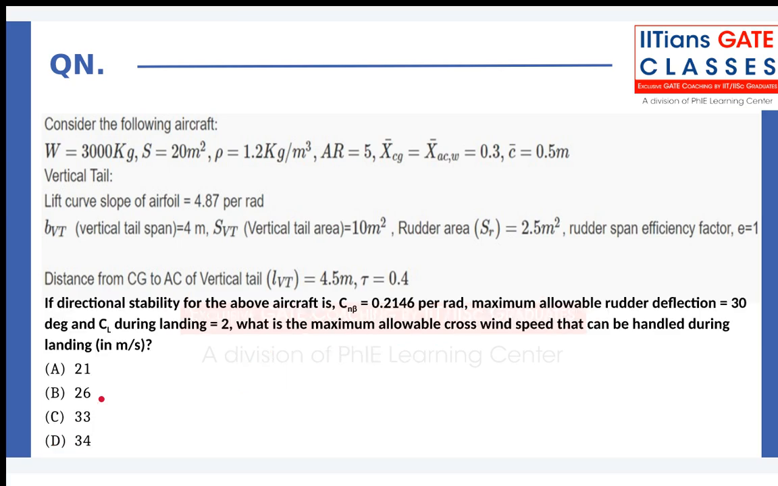If the directional stability for the above aircraft is Cn beta, 0.2146 per radian, maximum allowable rudder deflection is plus or minus 30 degrees, and CL during landing is 2, what is the maximum allowable crosswind speed that can be handled during landing?